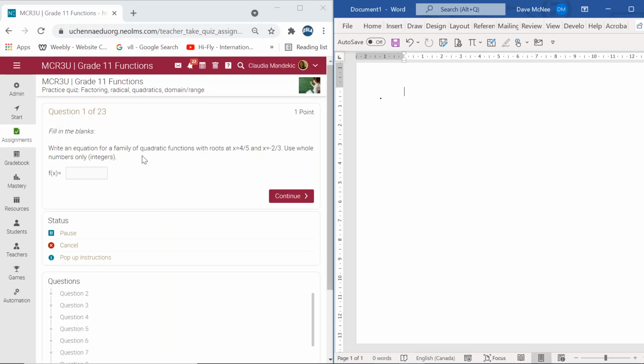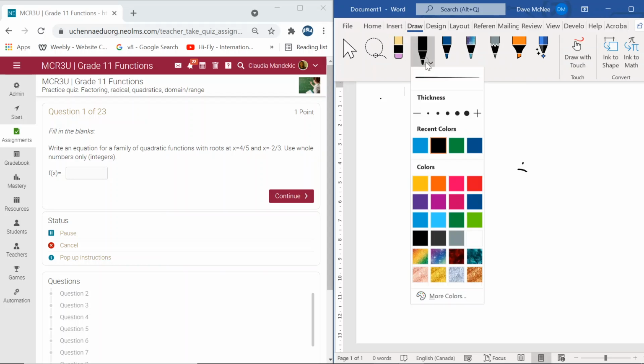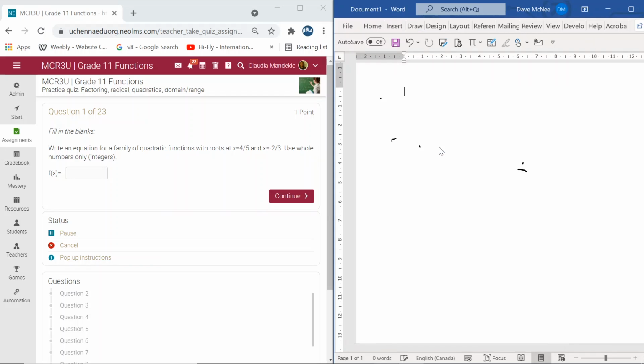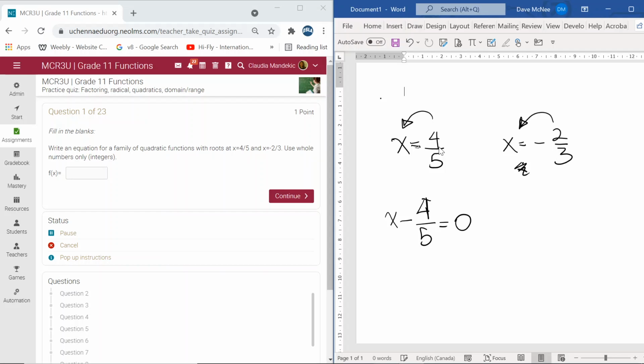Write an equation for a family of quadratic functions that has roots at x is equal to 4 over 5 and x is equal to negative 2 over 3. There are a couple of different ways of doing it. One way is to move the entire term to the left side. This one will become x minus 4 over 5 is equal to 0, and this here will become x plus 2 over 3 is equal to 0.